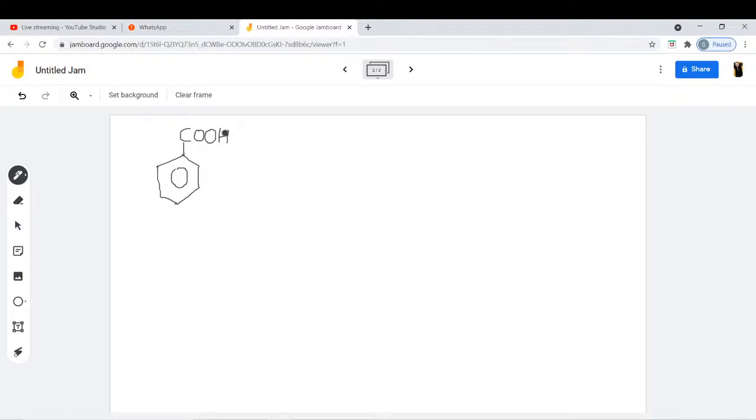So its hydrogen atom is going to be replaced. Benzoic acid becomes a benzoate. This hydrogen atom is replaced with an alkyl group. Here I am attaching an alkyl group like methyl, CH3. So its name will be methyl benzoate.